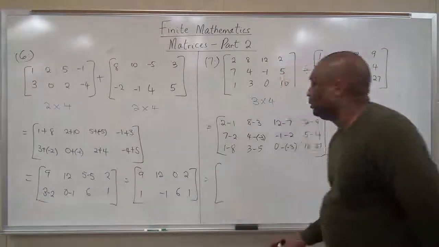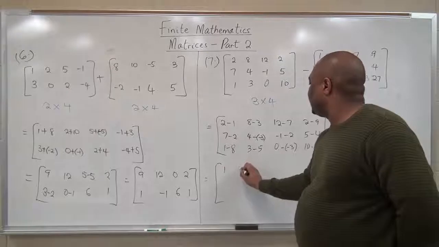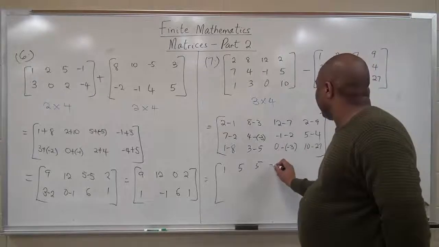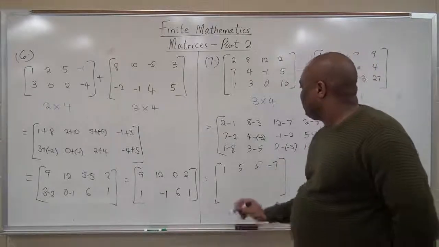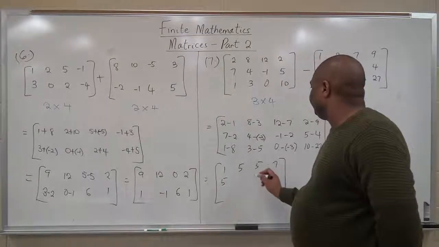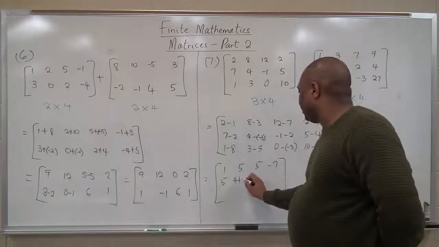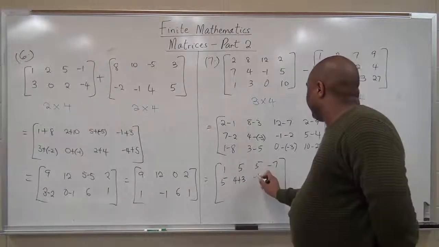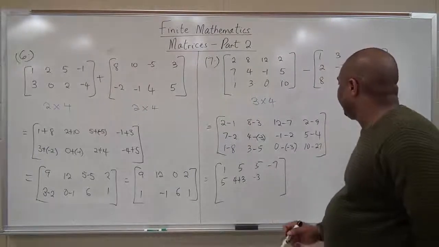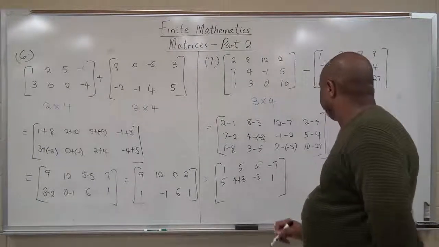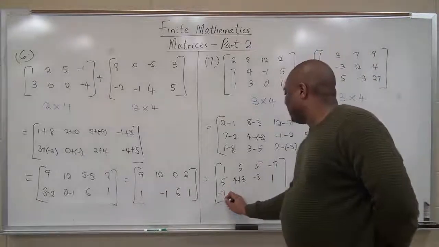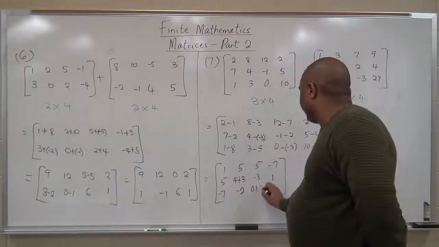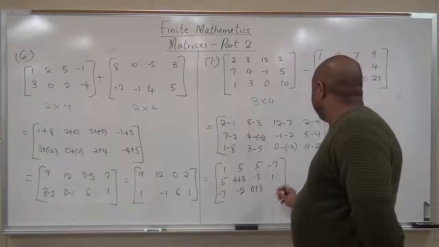So this will be 2 minus 1 is 1, 8 minus 3 is 5, 12 minus 7 is 5, 2 minus 9 is minus 7. 7 minus 2 is 5. This is 4 plus 3. I know it's 7, but I want to do it step by step. Minus 1 minus 2 is minus 3. 5 minus 4 is 1. 1 minus 8 is minus 7. 3 minus 5 is minus 2. Then this is 0 plus 3. And then 10 minus 27 is minus 17.